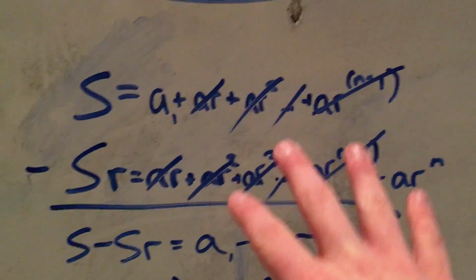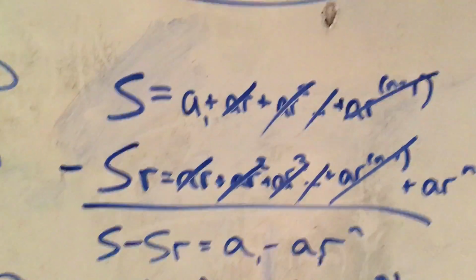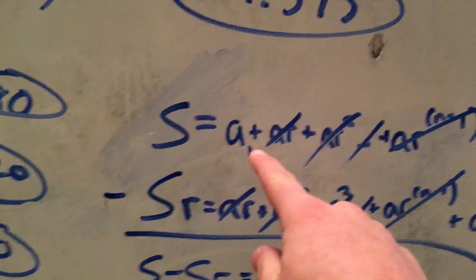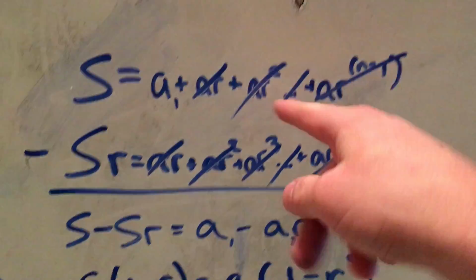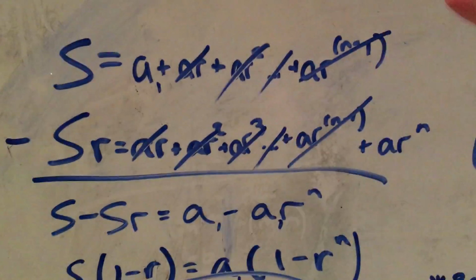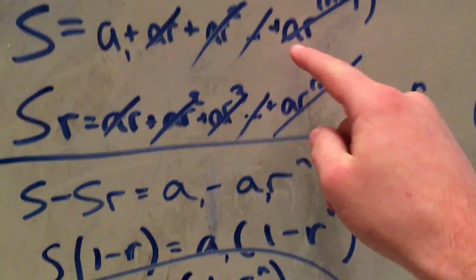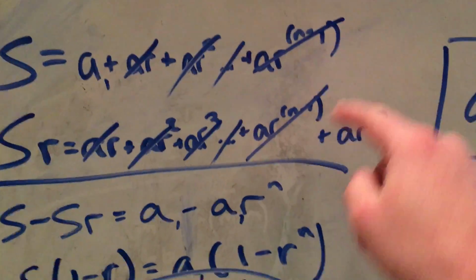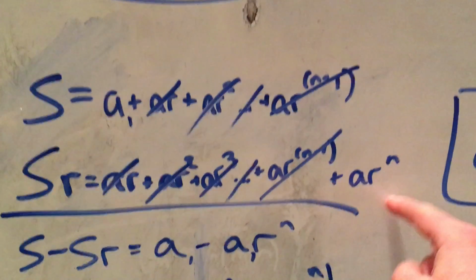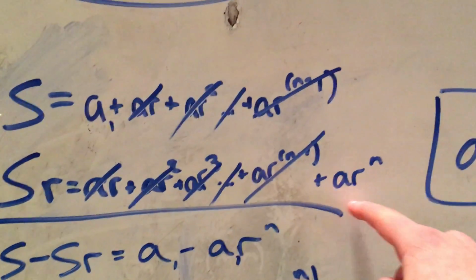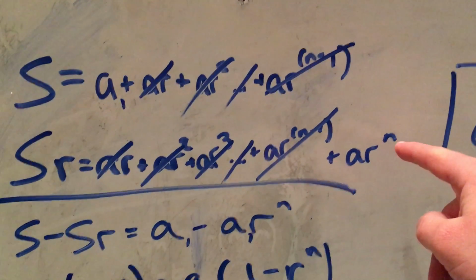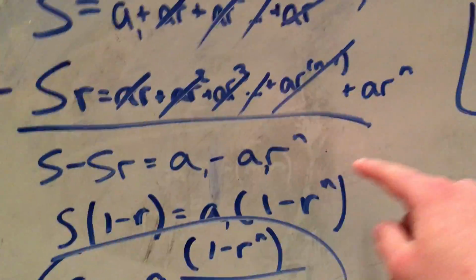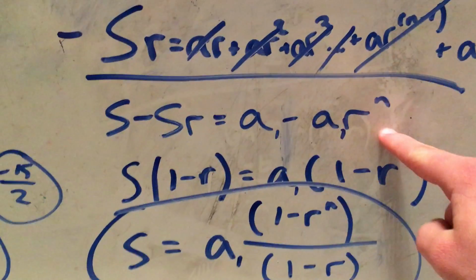Everything here in the middle cancels out because this is the only thing left. These two cancel, there will be an ar cubed here, so those will cancel, then everything in between will cancel out, including this ar to the power of n minus 1, because that's here and here. The only thing that this one has that this one doesn't is that it goes one term further, which is why we don't have the n minus 1, but rather just the n here in the end. So that will go down here because that will not cancel out.